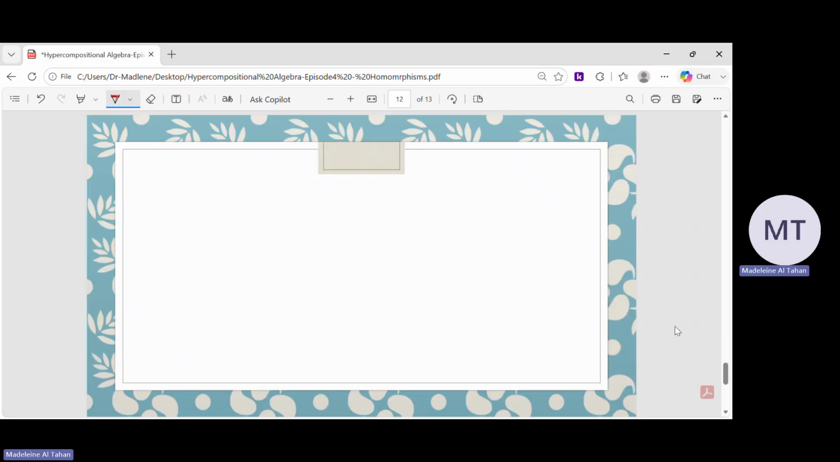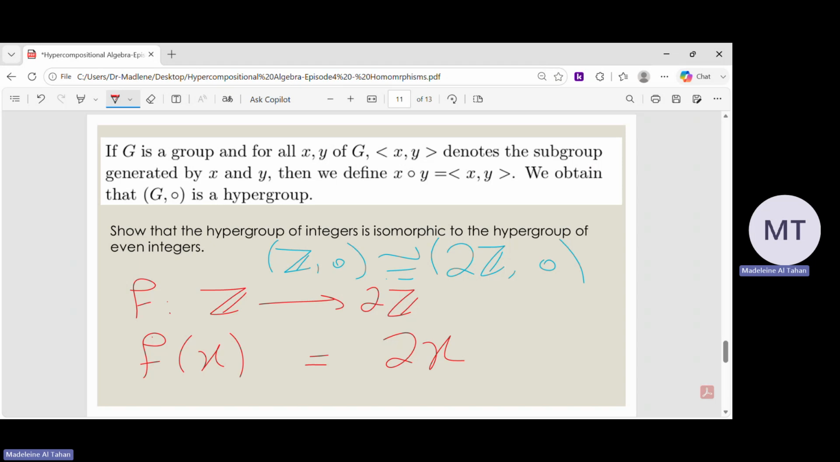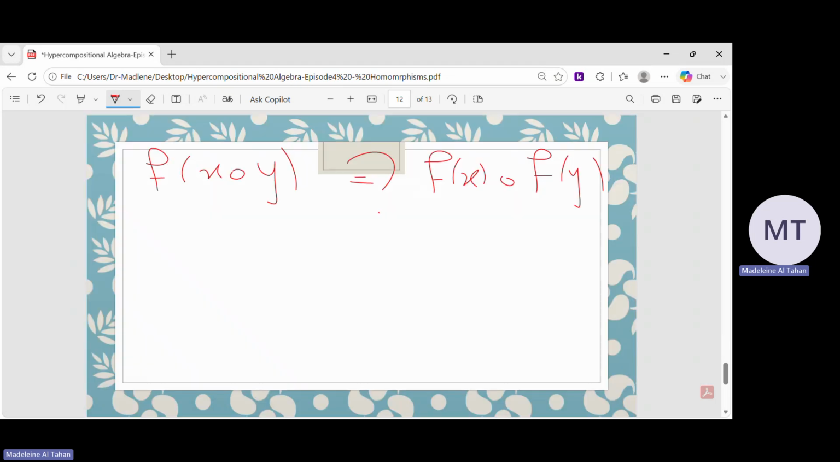To prove that it's a good homomorphism, all we need is to show that f of x round y is equal to f of x round f of y, and here they are under the same hyperoperation. Because of that, I put it circ. So if you look back, they are under the same hyperoperation. So we'll find first the left-hand side. f of x round y is f of a with a belonging to mx plus ny. And of course, x and y are integers.